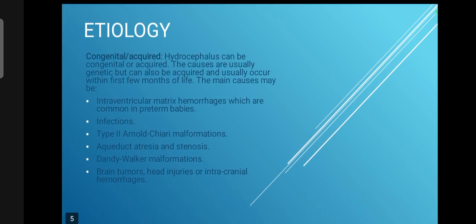Next, the etiology of hydrocephalus. Hydrocephalus can be congenital or acquired. The causes are usually genetic but can also be acquired and usually occur within the first few months of life. The main causes may be intraventricular matrix hemorrhages, which are common in preterm babies.